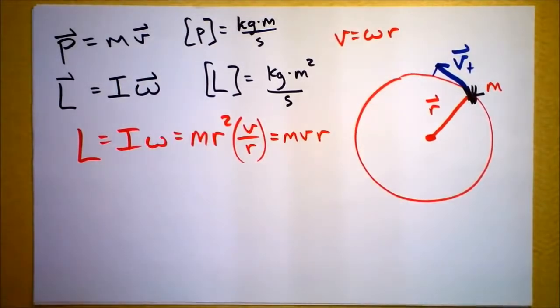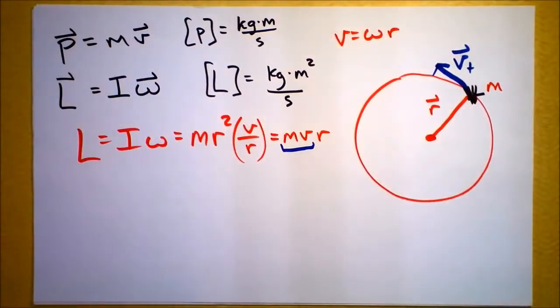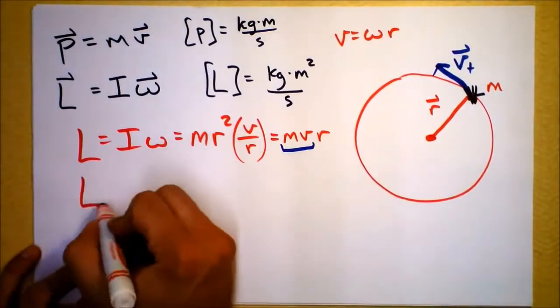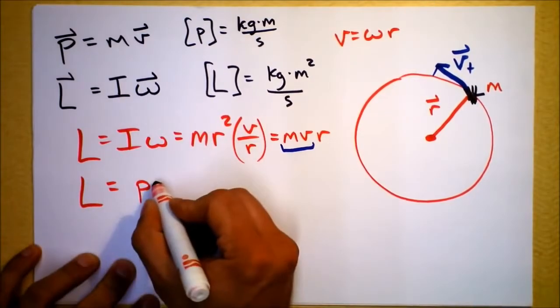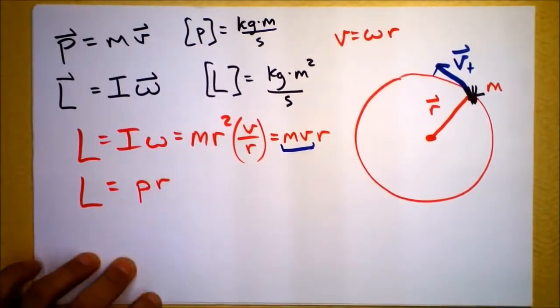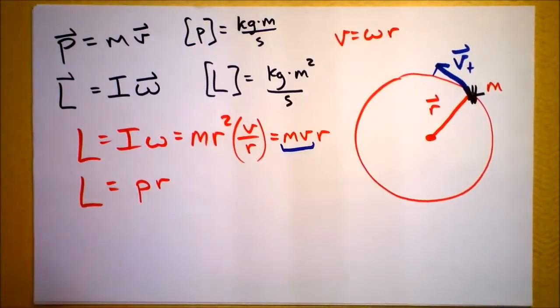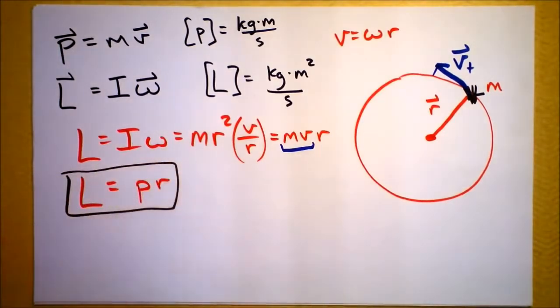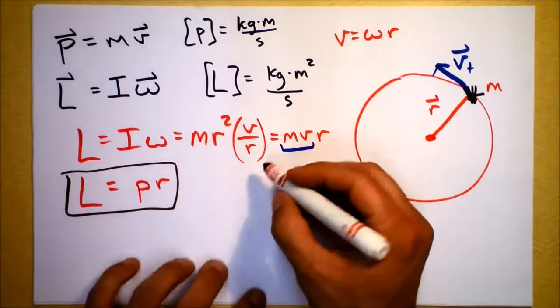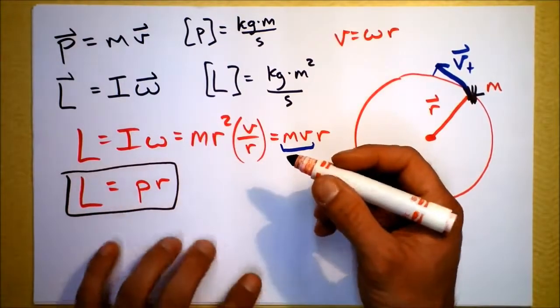And if I underline in blue, I find that L is P times r. Interesting. I'm not going to write any vector symbols on this because it is just a scalar equation. But just like all the other equations, we find that we can get some angular stuff from some linear stuff by simply multiplying by r.